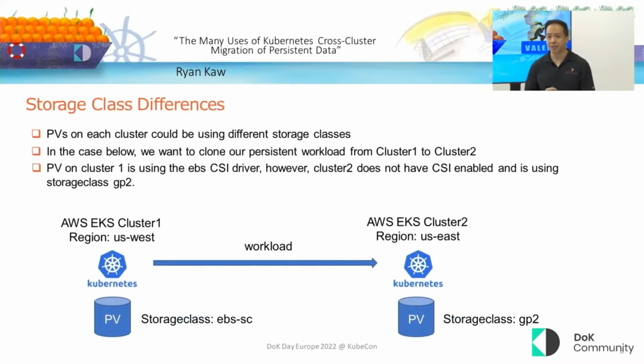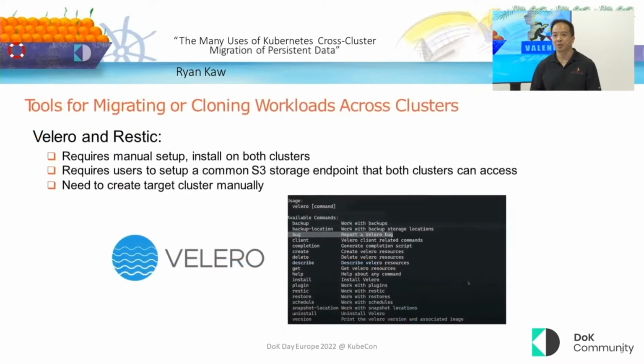Some other aspects to take into consideration on the storage side: not all clusters are equal, right? In this example, I'm running AWS EKS in US West with a persistent volume on storage class EBS, while if I want to move it to the other region, it's running a different storage class, GP2. And in this scenario, the left-hand side is using CSI drivers, whereas the right-hand side doesn't have CSI drivers enabled and is using a different storage class as well.